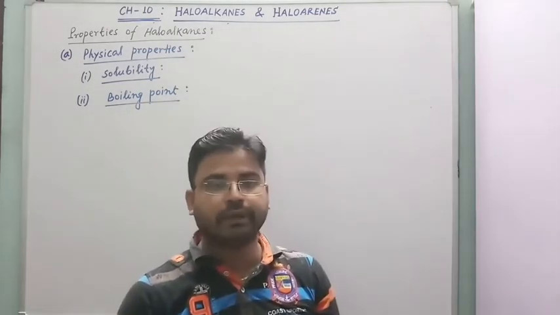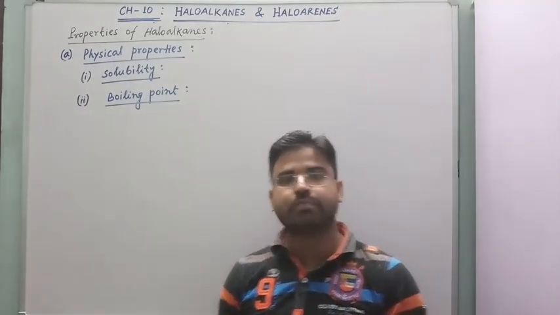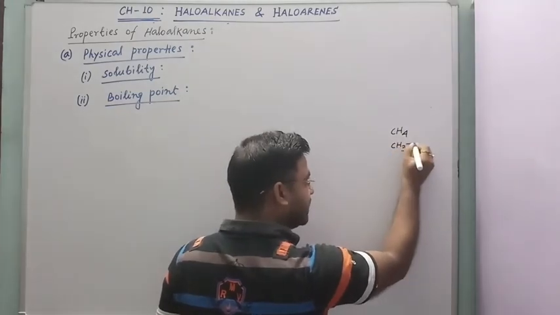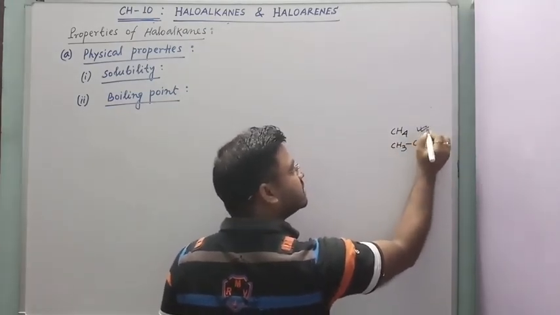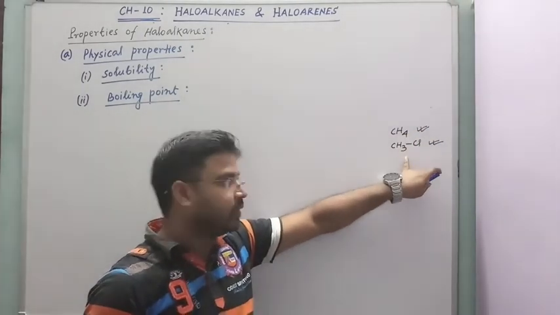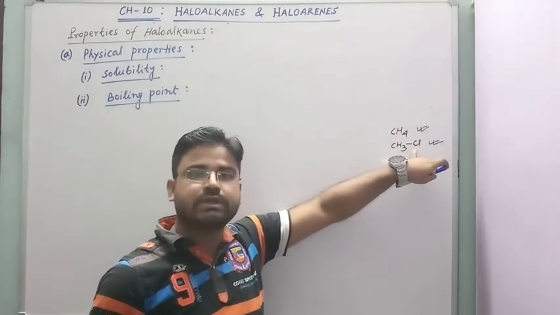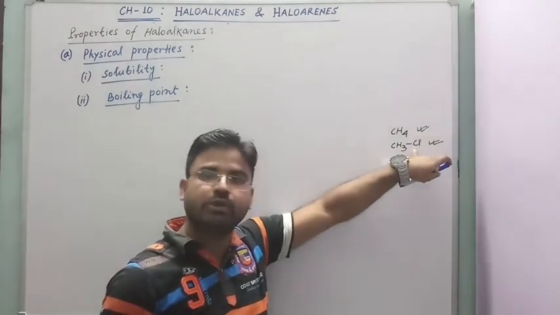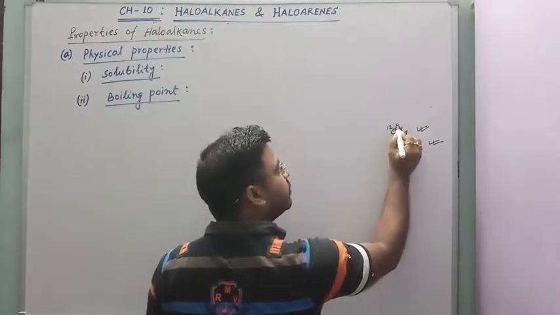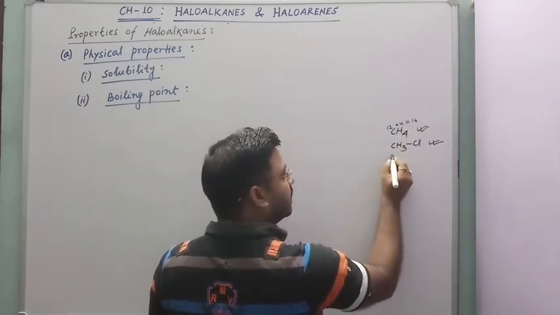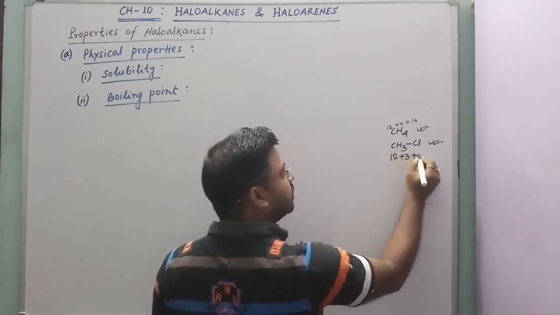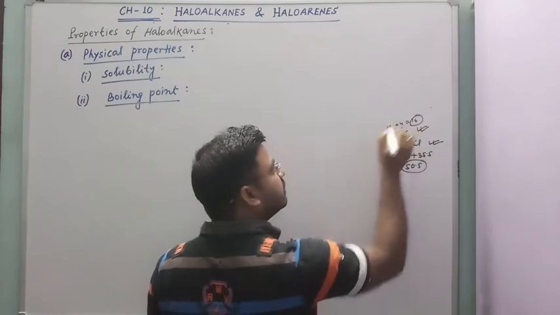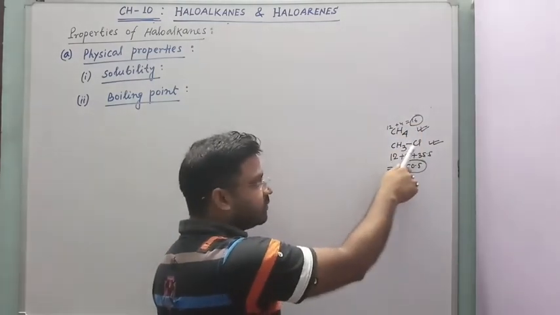Due to greater polarity as well as high molecular masses as compared to the parent alkane, say CH4, this is methane, but CH3Cl, chloromethane, is haloalkane and this is the parent alkane. Parent alkane se aata hai haloalkane. So haloalkanes have greater polarity because these are polar molecules. Methane se chloromethane ka molecular mass bhi jyada hai. Methane ka molecular mass carbon 12, hydrogen 1 into 4, 12 plus 4, 16. Carbon 12 plus hydrogen 3 plus chlorine 35.5, 50.5. So molecular mass 50.5 or methane ka molecular mass only 16.